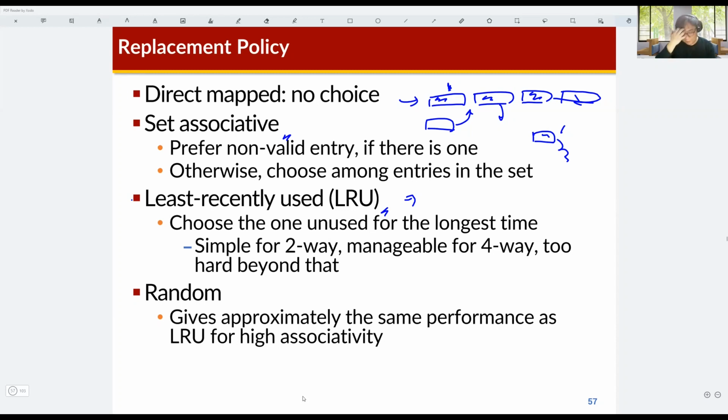So in today's class, I explained the write policies of the cache, and also the set associativity in the cache.